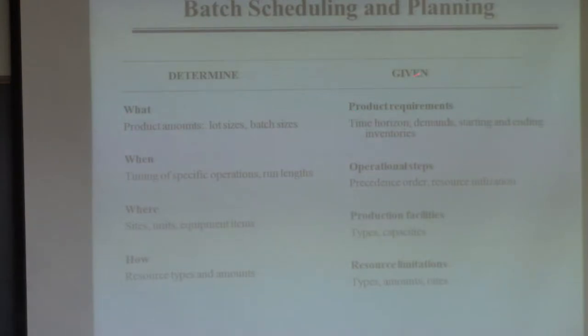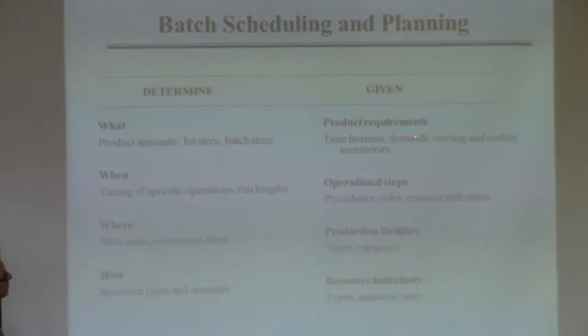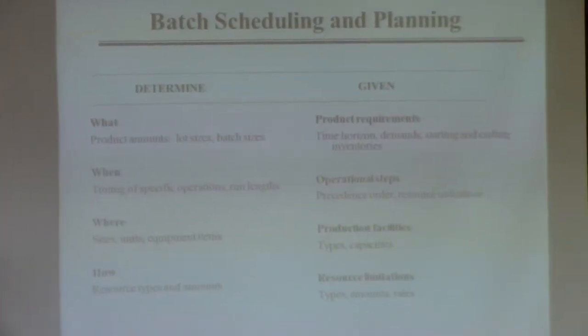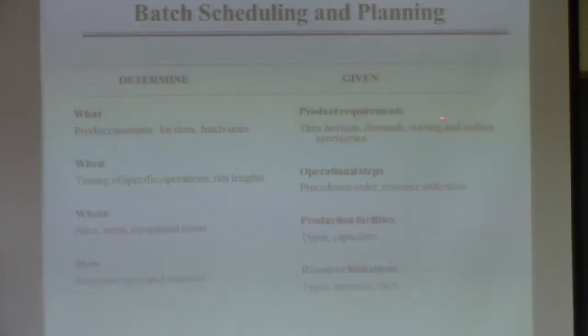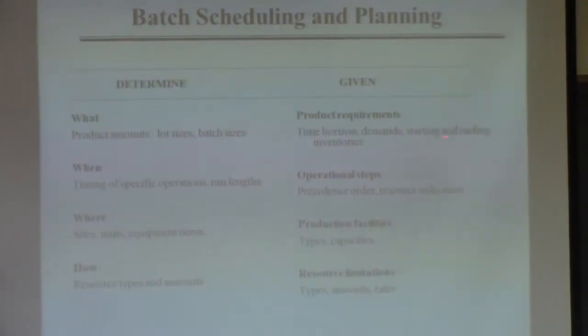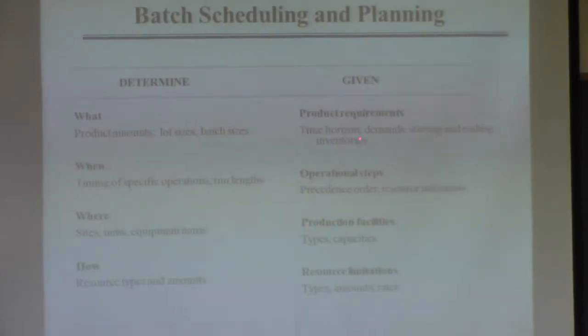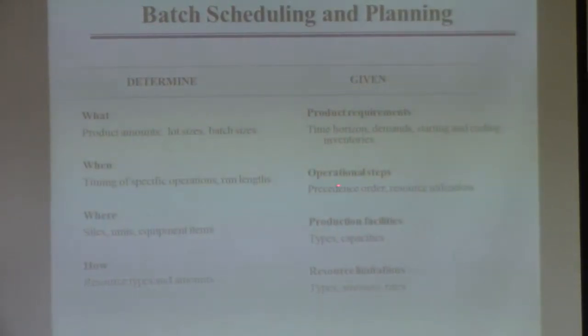So this is the kind of information you're given. We'll start over here. Basically, how much demand, meaning how much you've agreed to provide. If you have inventories, which you never really want to have because it's a waste of money, do you have any materials to start with, and what amount of material do you need to end with? What amount of time do you have to make these?